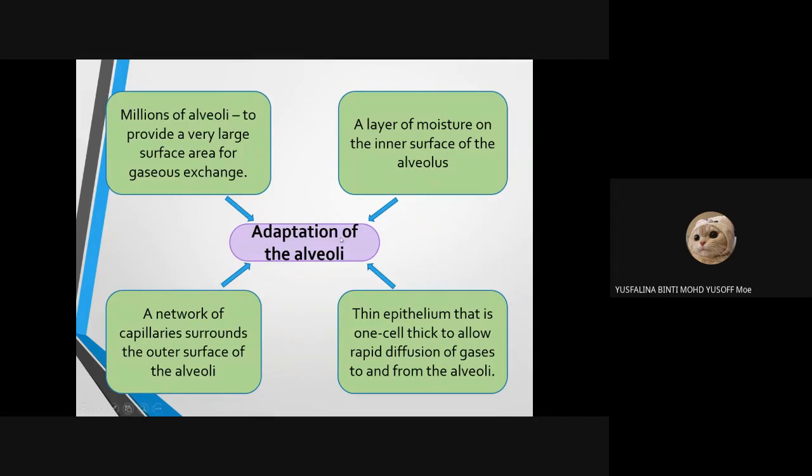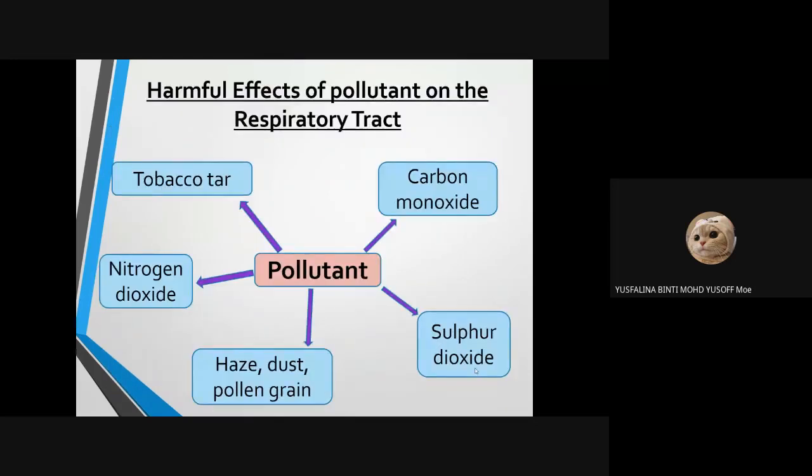Okay, and then next one is the network of capillaries around the outer surface of the alveoli. There are a lot of capillaries that attach to increase the rate of the exchange of gas. And then there is thin epithelium that is one cell thick, to allow rapid diffusion of gases to and from the alveoli. So the epithelium is very thin, only one cell thick. I already explained, about 10 or sometimes 100 micrometers. Alright, so next one, we stop here first.